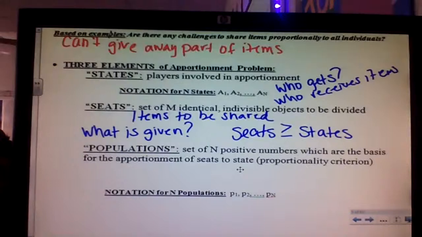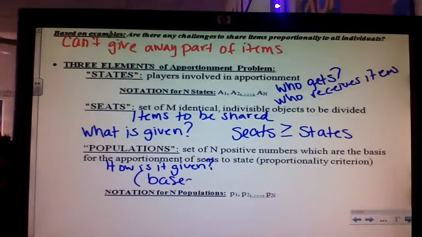Okay, the last thing, your population. The set of n positive numbers which are the basis for the apportionment. This is how it is given, or in other words, based on what? Statistics. How am I giving away these items? Is it based on their test scores?